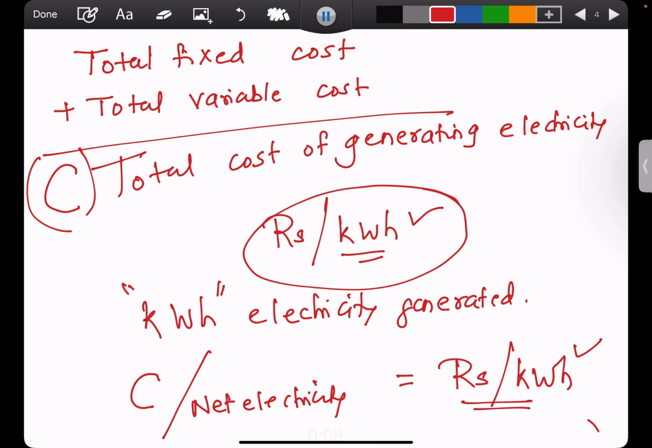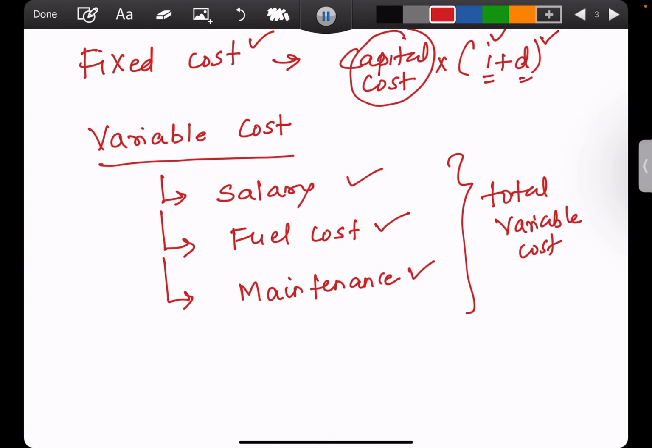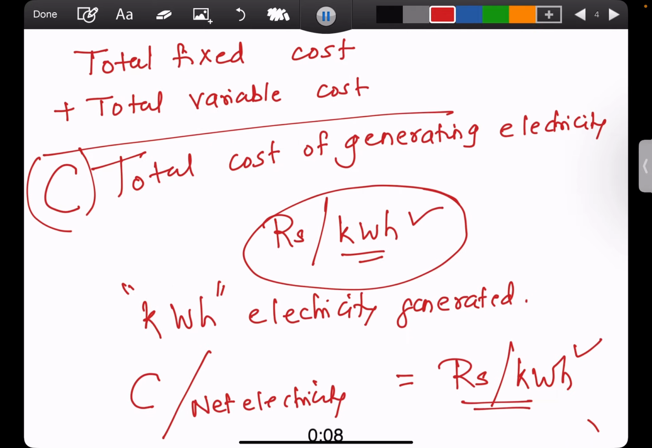So this is one part of the problem: if you are able to figure out the fixed cost plus variable cost, and you are able to figure out how much total electricity is generated, and then subtract the auxiliary electricity from it, you will get the net electricity in the denominator, and the cost upon net electricity is rupees per kWh.